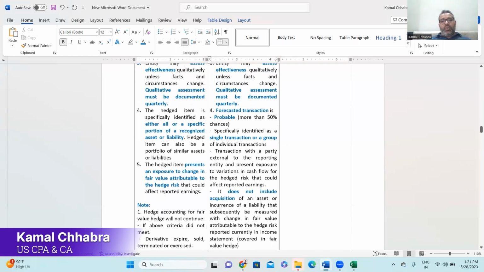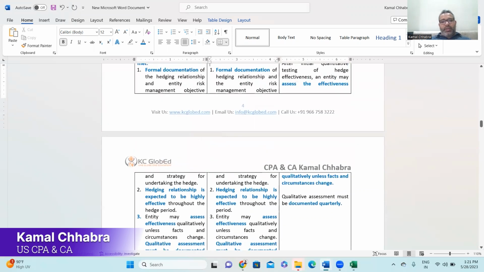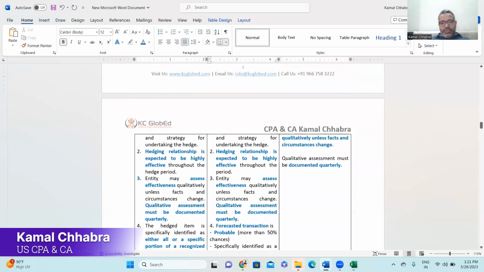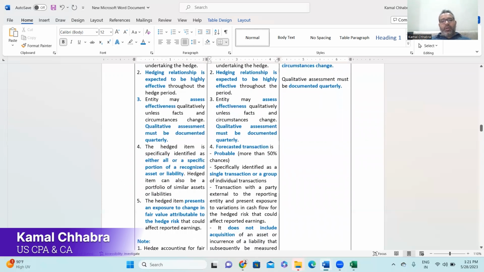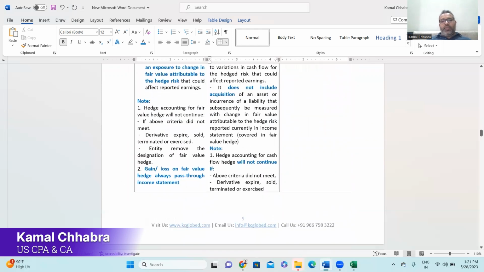So these four are the things to be met to consider any item to be a cash flow hedge. The most important things to keep in mind are the formal documentation, the relationship, assessing the quarterly effectiveness, and then the forecast transaction. If those four things are properly there, then that particular hedge can be considered as a cash flow hedge.